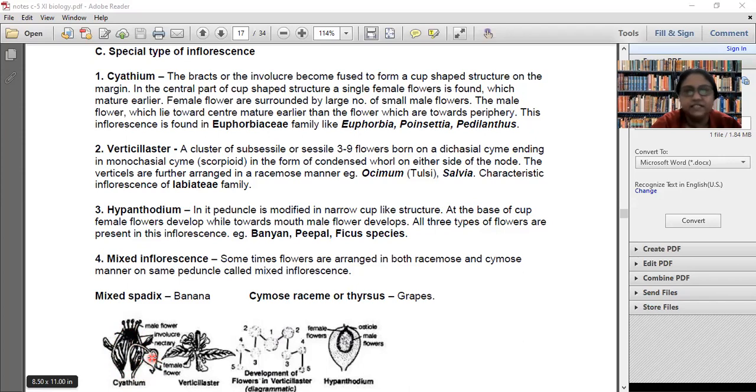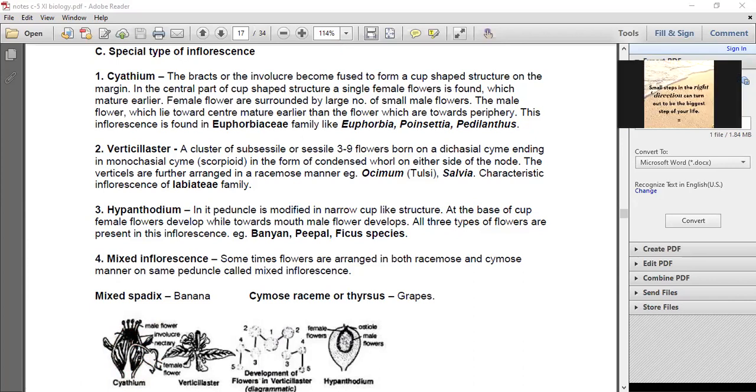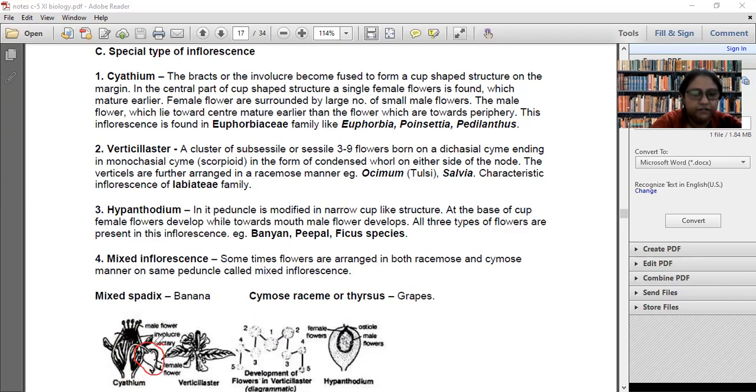I guess all of you can see my pointer, beta. Yes, ma'am. Let me mark. So this is the female flower. This is the female flower. You can see, I guess. Apart from that, there is presence of male flowers which are actually surrounding the female flowers.